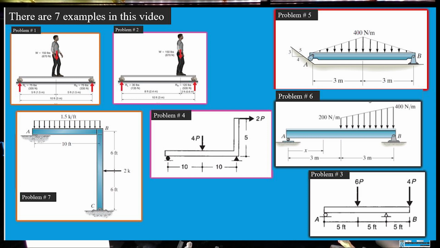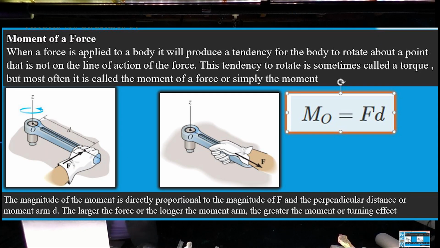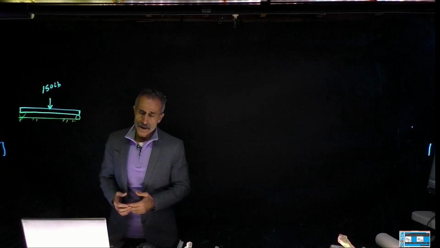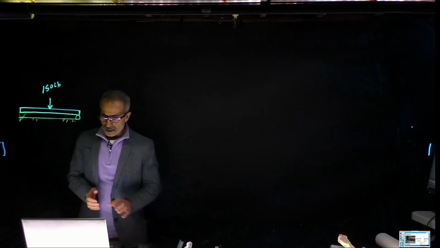So we all know what moment is: when a force is applied to a body, that force can create a rotation about the body if it's not on the same line of action. As we go through each example, we will explain better in detail. What is the reaction? How do we symbolize reaction?